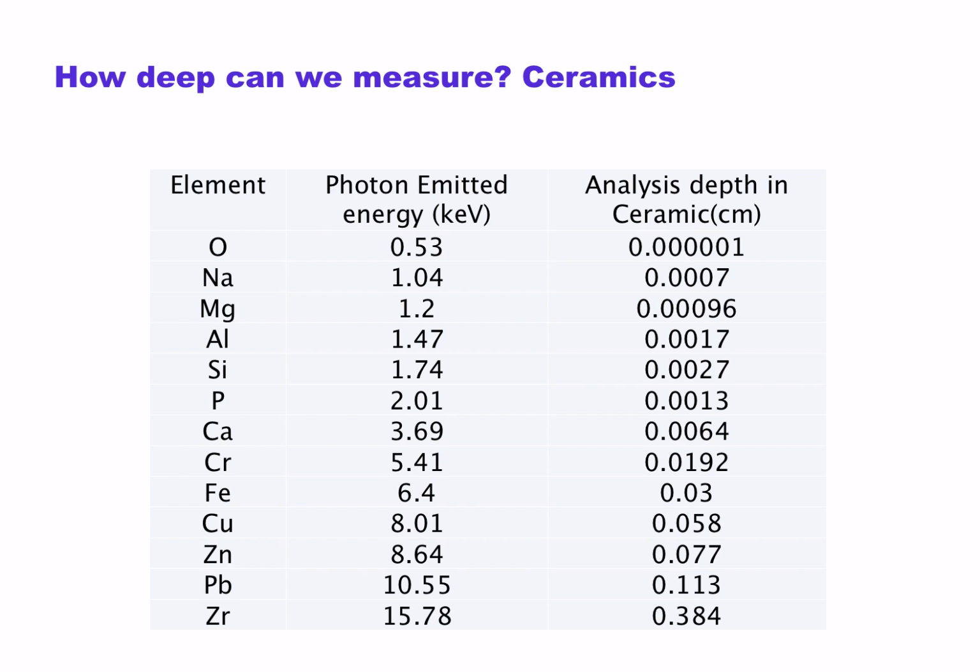Our analysis depth in centimeters is going to be 0.000001. So we're not measuring it that deep. If we go over to silica, at about 1.7 kiloelectron volts, we're measuring at 0.0027 centimeters, or 27 microns. Not that deep, really, if you think about it. If we go down to iron, which fluoresces at 6.4 keV, we're down to 0.03 centimeters, or a third of a millimeter. That's decently deep. Zirconium, which fluoresces at just under 16 keV, we're going to see 0.38 centimeters, or 3.8 millimeters deep.